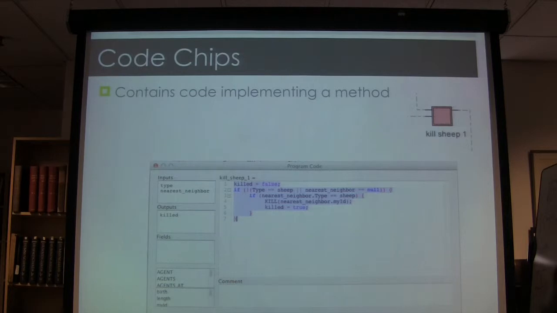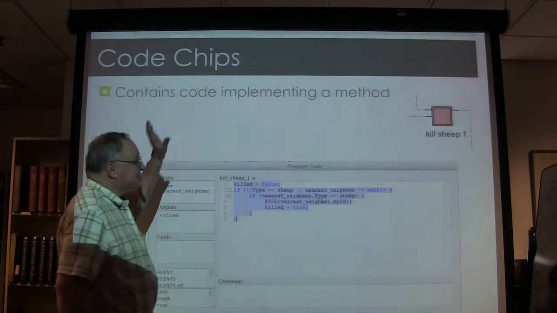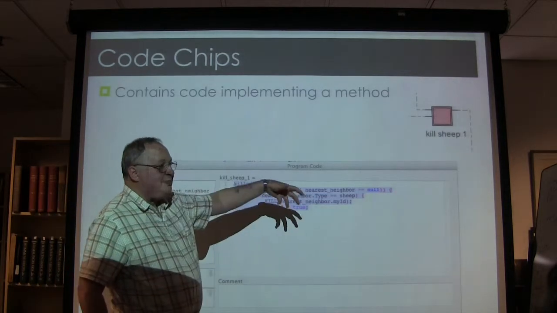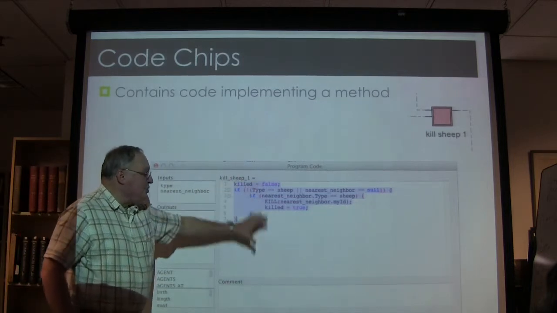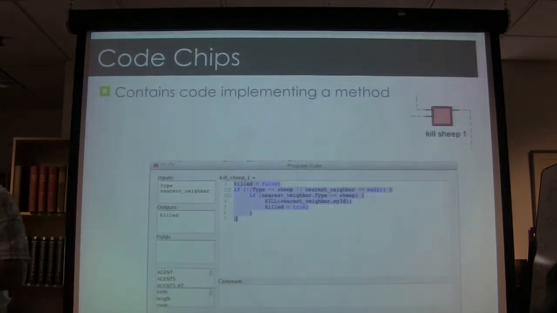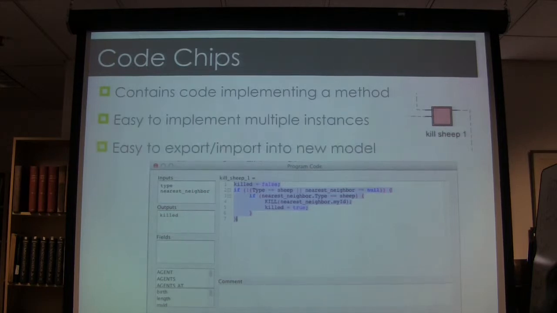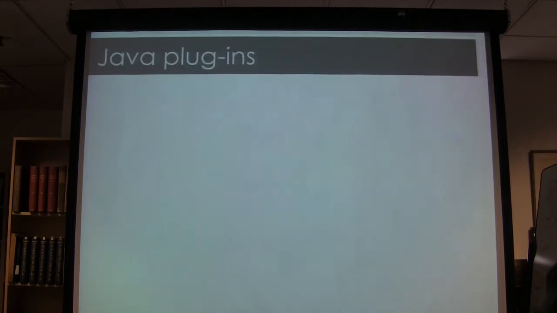You have these code chips, so if I want to build a model and I want a certain functionality, as long as there's a bunch of code chips out there, I can pull in the code chips I need. So I don't need to write this code, which happens to be an extension of JavaScript. And so they're easy to implement, import and export.